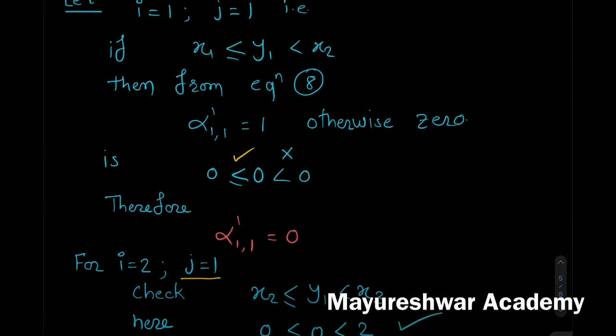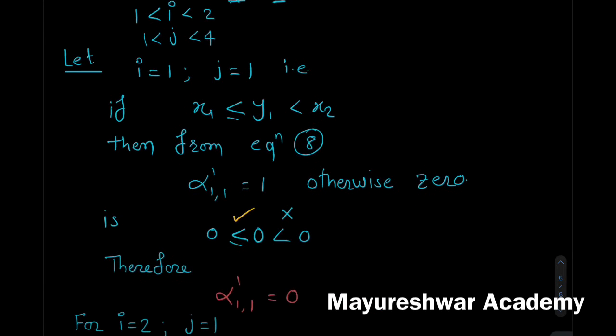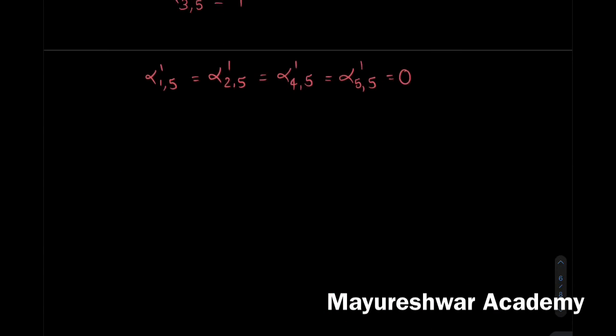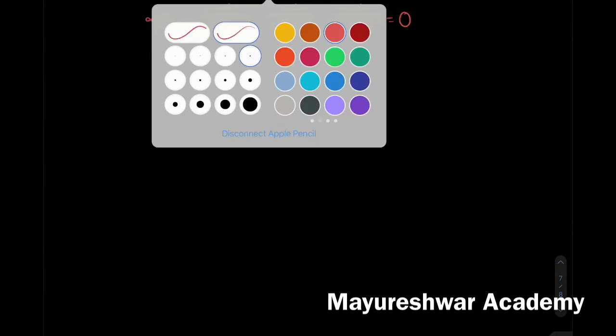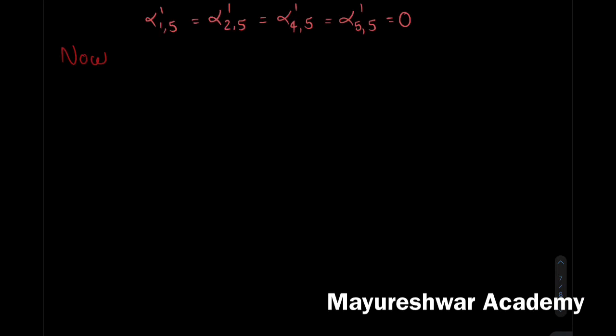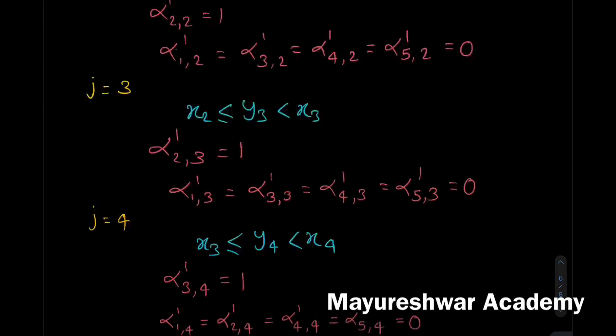So thus we have obtained all alpha values which are essentially non-zero. All other values, if required, are 0. Now let us go for k is equal to 2. So all our earlier calculations involved first order. So now this is second order.